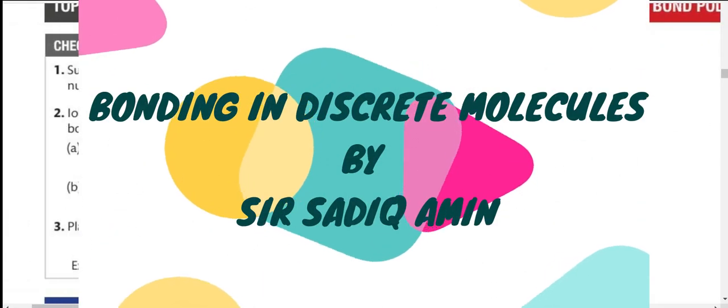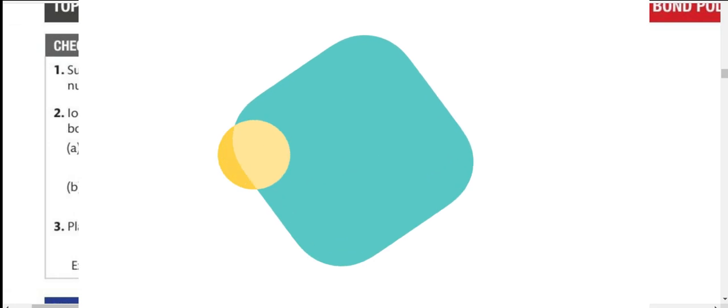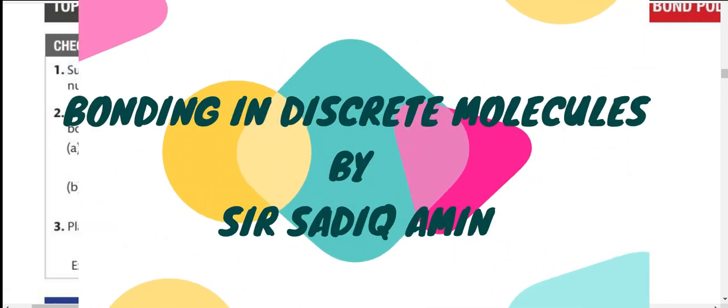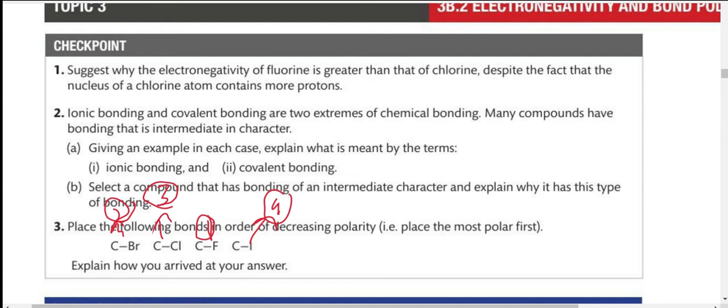So page number 77, we have a checkpoint. Suggest why the electronegativity of fluorine is greater than that of chlorine, despite the fact that the nucleus of chlorine atom contains more protons. Why is the electronegativity of fluorine greater than that of chlorine? Now I'm answering this question.